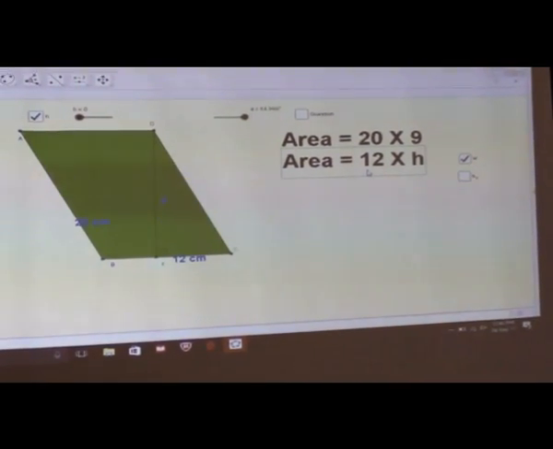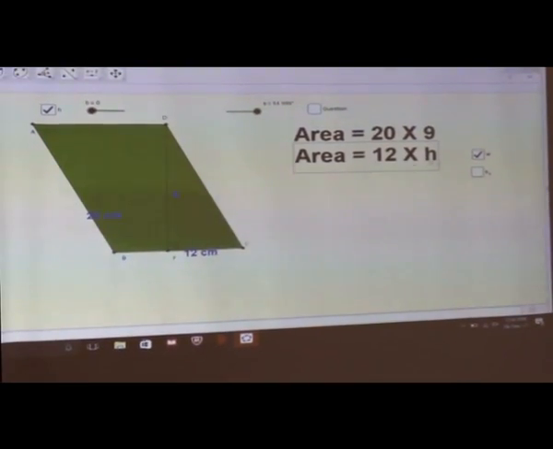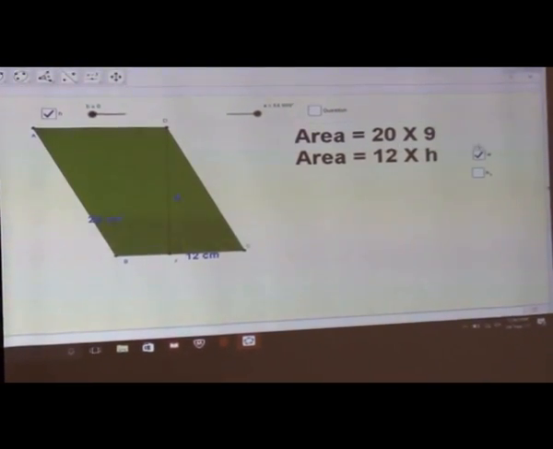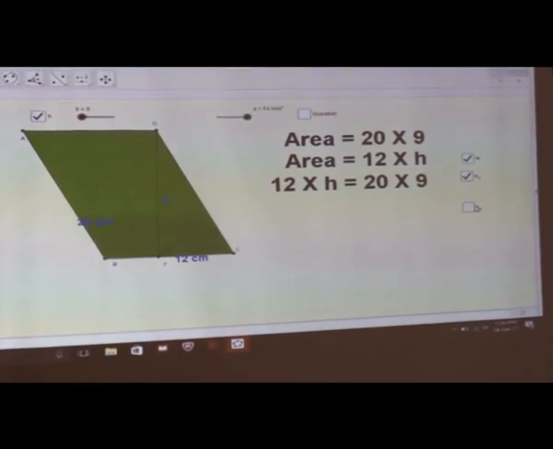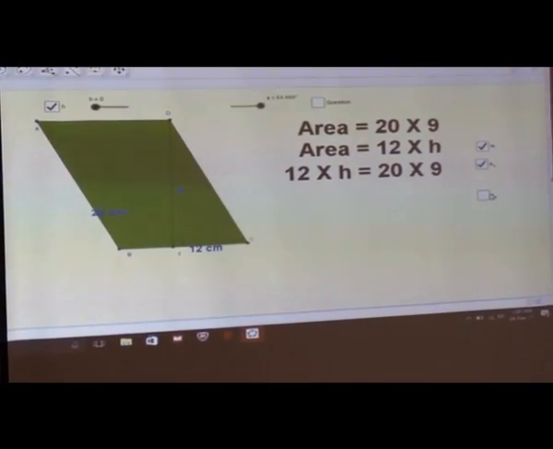But area cannot change if it changes shape. Therefore, this 12 into h and 20 into 9 are the same. Therefore, we can equate both. 12 into h and 20 into 9 are the same. There is no change in the area.